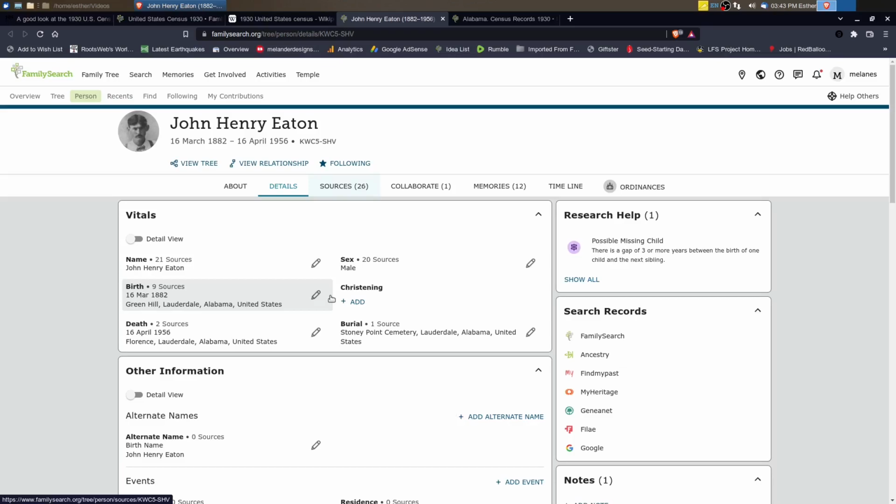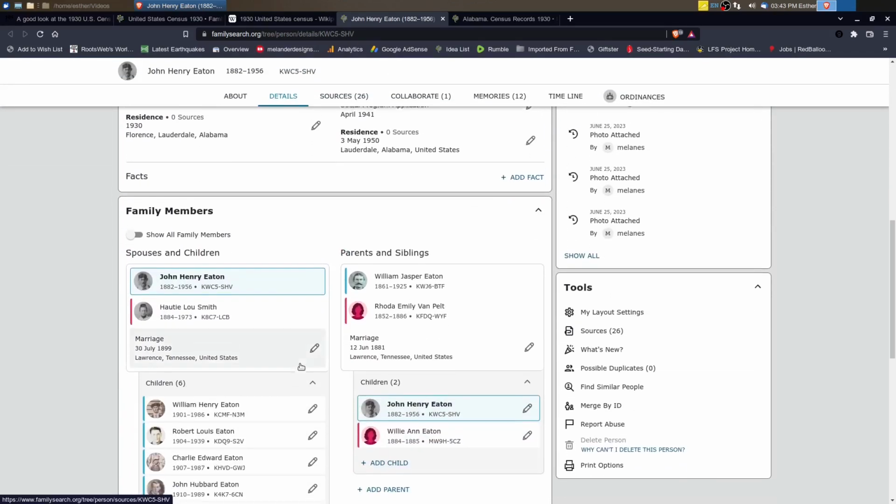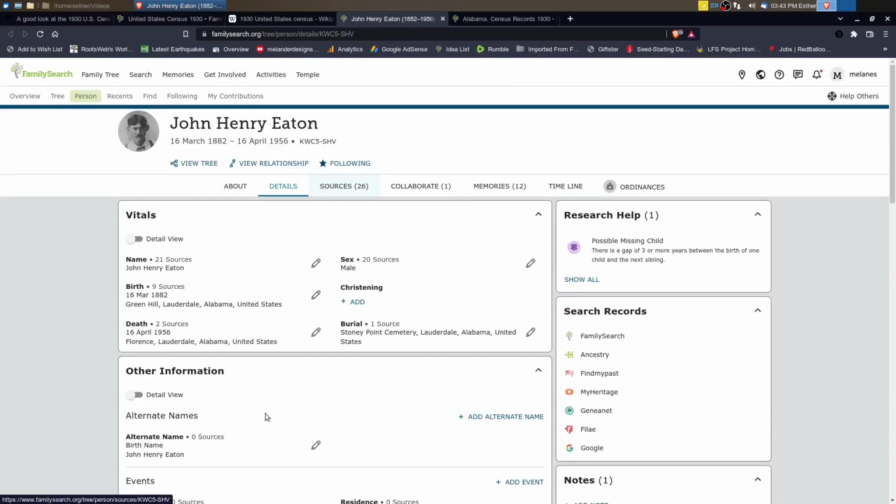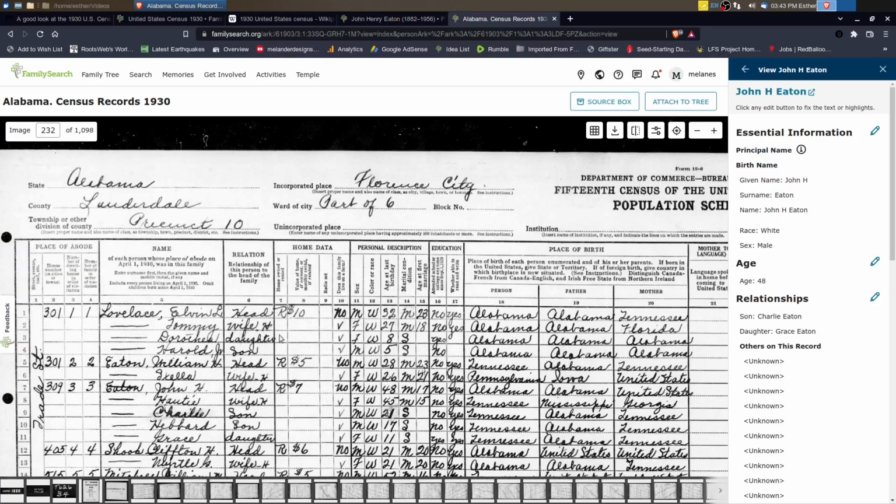But in any event, let's look at his family here. So his wife is Hattie Lou, and then his children. He has the four boys: William Henry, Robert Louis, Charlie Edward, John Hubbard, and then his daughter Gracie Cleo, and Carrie Leota had passed away in 1917. So let's go look at the family in the 1930s census.